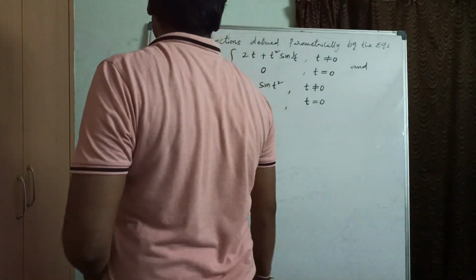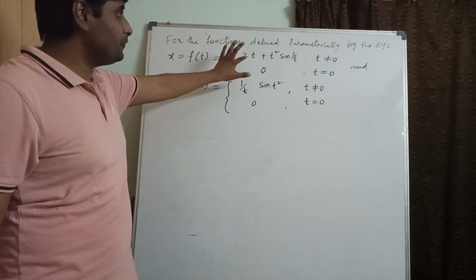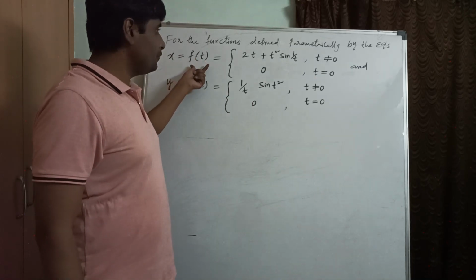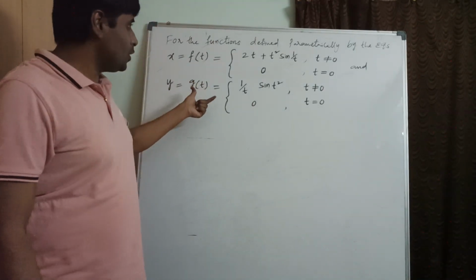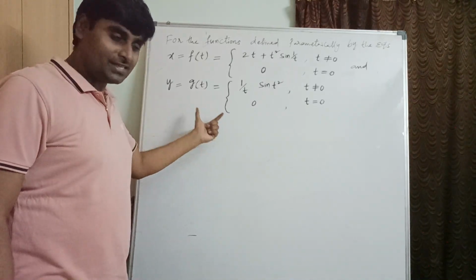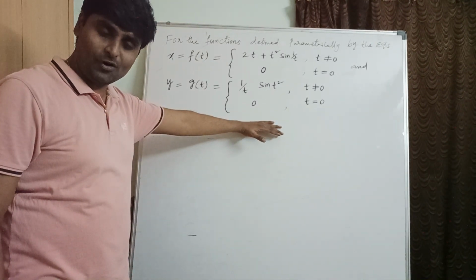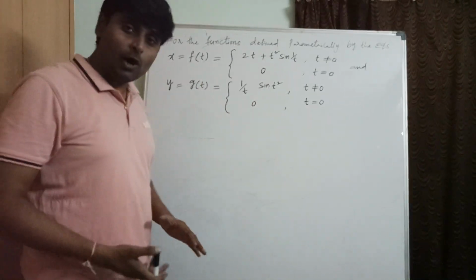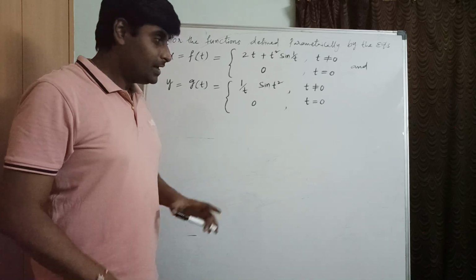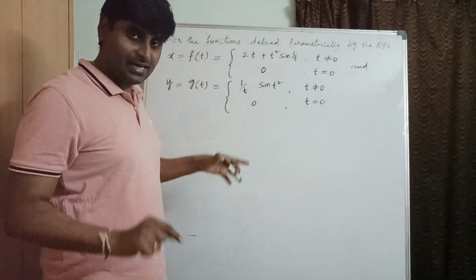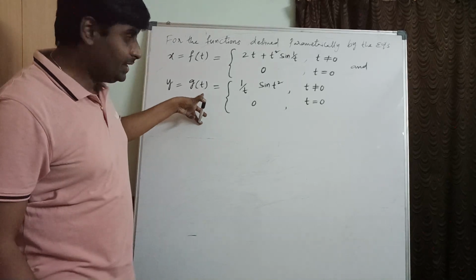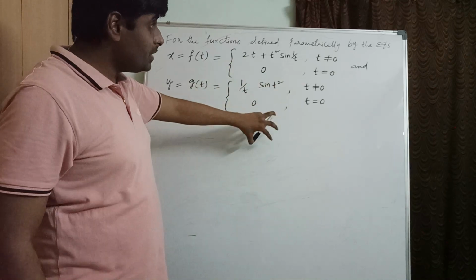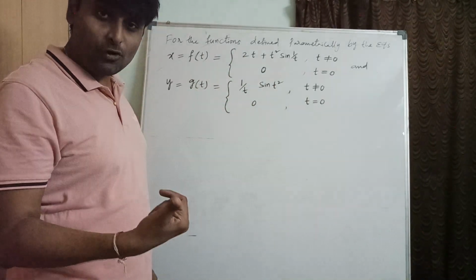Now, so look at this question. For the function defined parametrically by the equations x equal to f of t, y equal to g of t. So if you observe this question, this is also given in parametric form, correct? So whenever curve is given in parametric form, how can you find dy/dx? As we know, dy/dt by dx/dt, that means g'(t)/f'(t), correct?